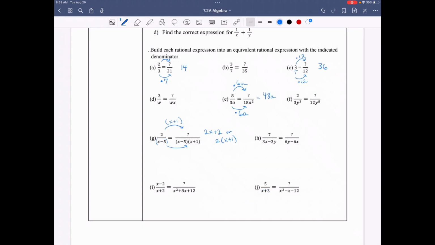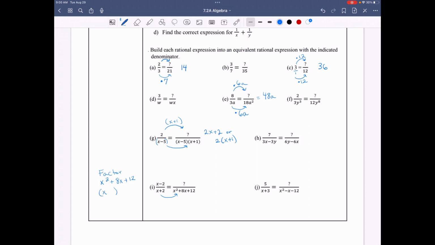Let's take a look at I and J. It's hard to see what we multiply x plus 2 by to get this x squared plus 8x plus 12. But maybe if I factor the x squared plus 8x plus 12, I might have a factor that's also an x plus 2. All right, factors of 12 that add up to 8 would be 2 and 6.